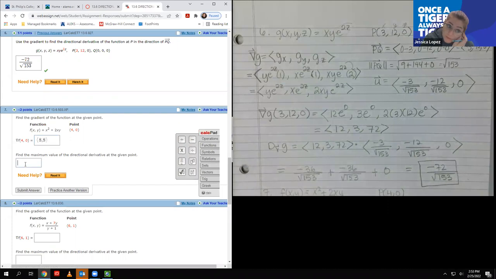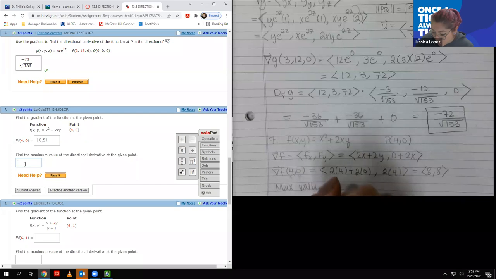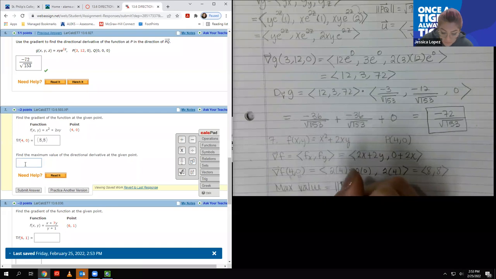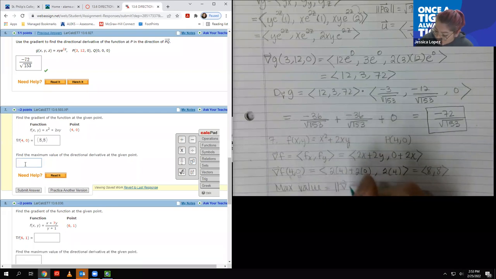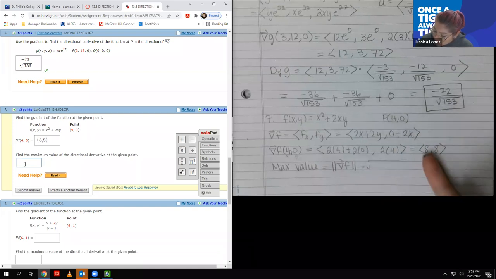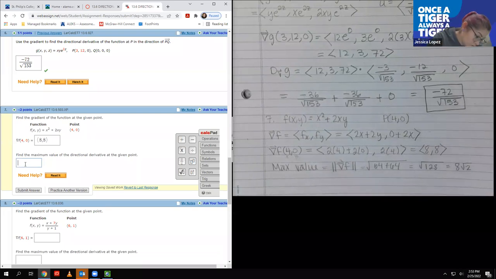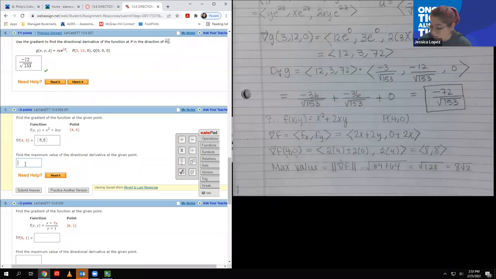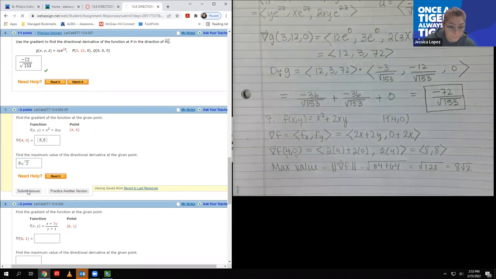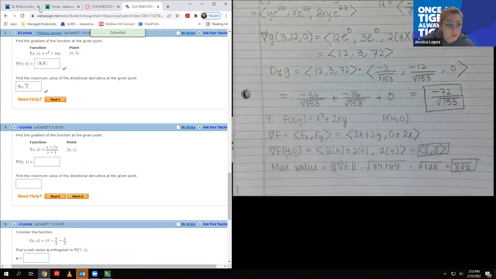Okay, and now if I want to find the maximum value, I have to recall that the maximum value is actually going to be the magnitude of the gradient. So in this case, if this is the gradient I got, it would be 64 plus 64, which is the square root of 128, which is 8 square root of 2. I believe it is 8 square root of 2. I might have done too much in my head there. Okay, yes, it is correct. So I'm gonna type 8 square root of 2. And we got the 2 green checks.